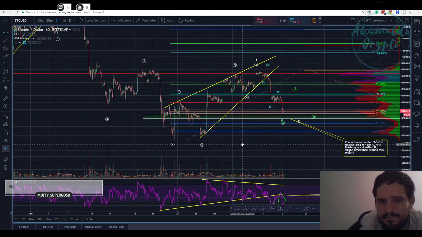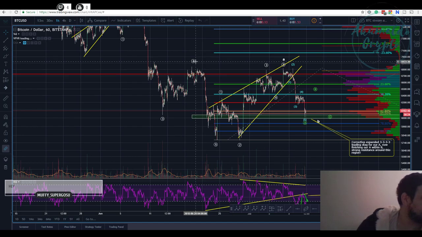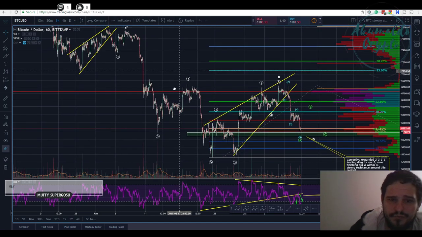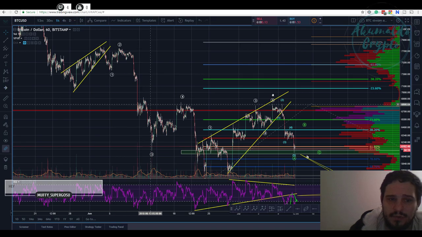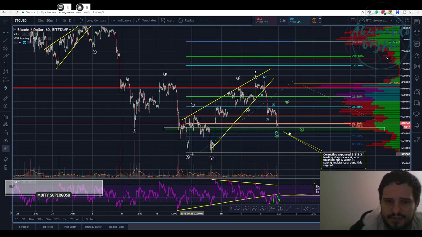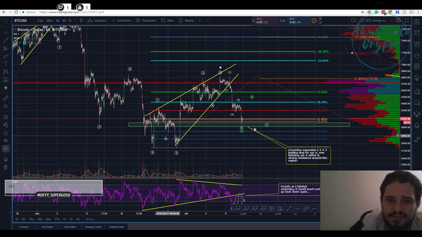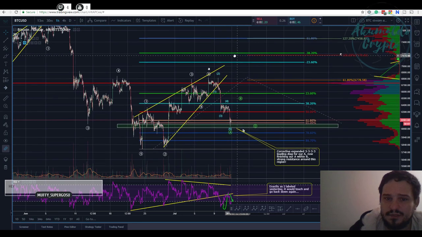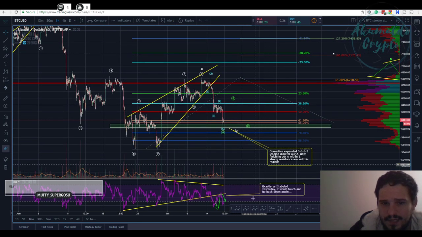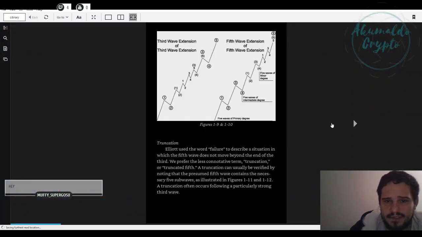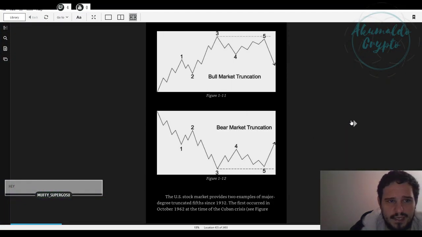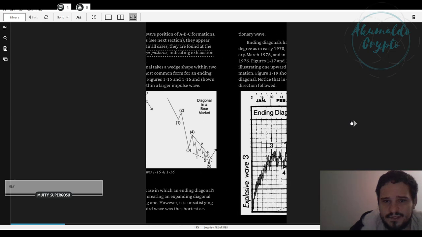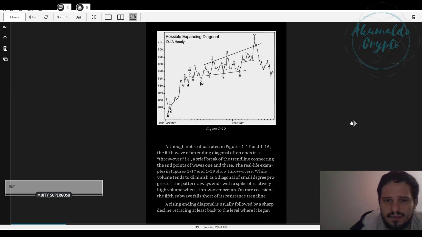So the same thing, we have finished this 1, 2, 3, 4, 5 impulse wave down here, and we have put a leading expanding diagonal ABC 3, 4, 5, which is not a common pattern. As you can see here, this is the Elliott Wave Principle book. Is this pattern here that I'm using?